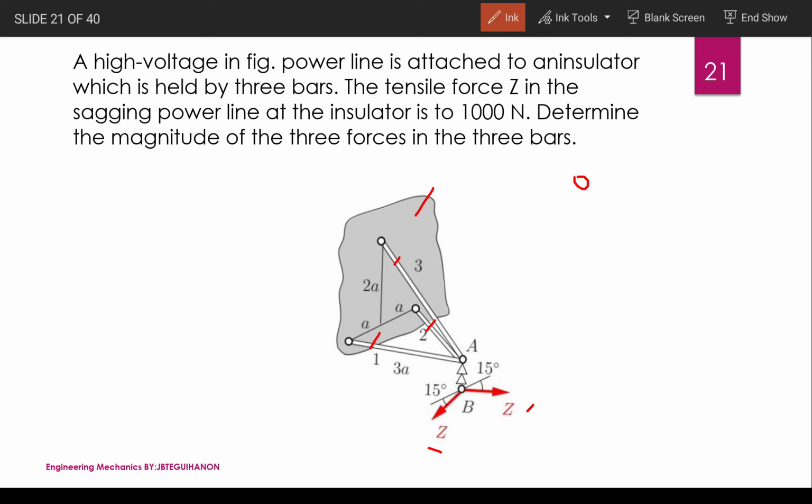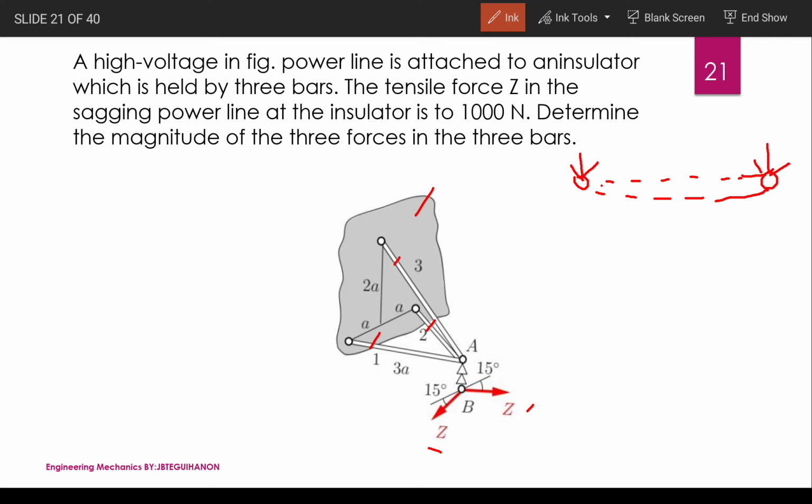Ito yung pull. So may wire ka dyan. Diba wire? So mahaba yung distansya, diyan siya nakasabit kumbaga. Pag sinabing sagging, dito na siya. Lumundo kumbaga. Ngayon sa paglundo niya, ito yung ating bracket, di ba? Yan.